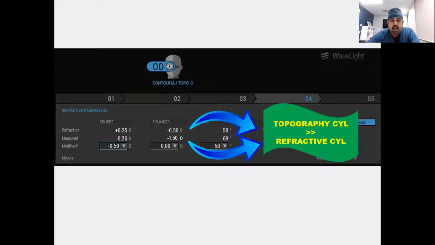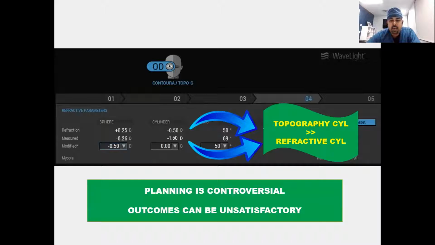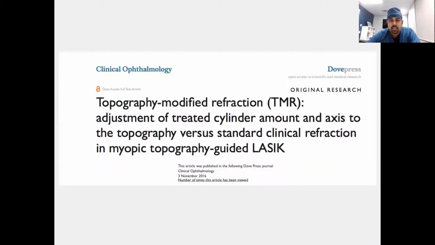So this is not the topic of discussion today, but if you look at, say, this scenario wherein your refraction is say 0.5 diopter cylinder and what you measure on your topography is 1.5, and the axis is also different by 19 degrees. These are situations where your planning becomes controversial, and which cylinder to treat, what axis to treat, can become an issue.